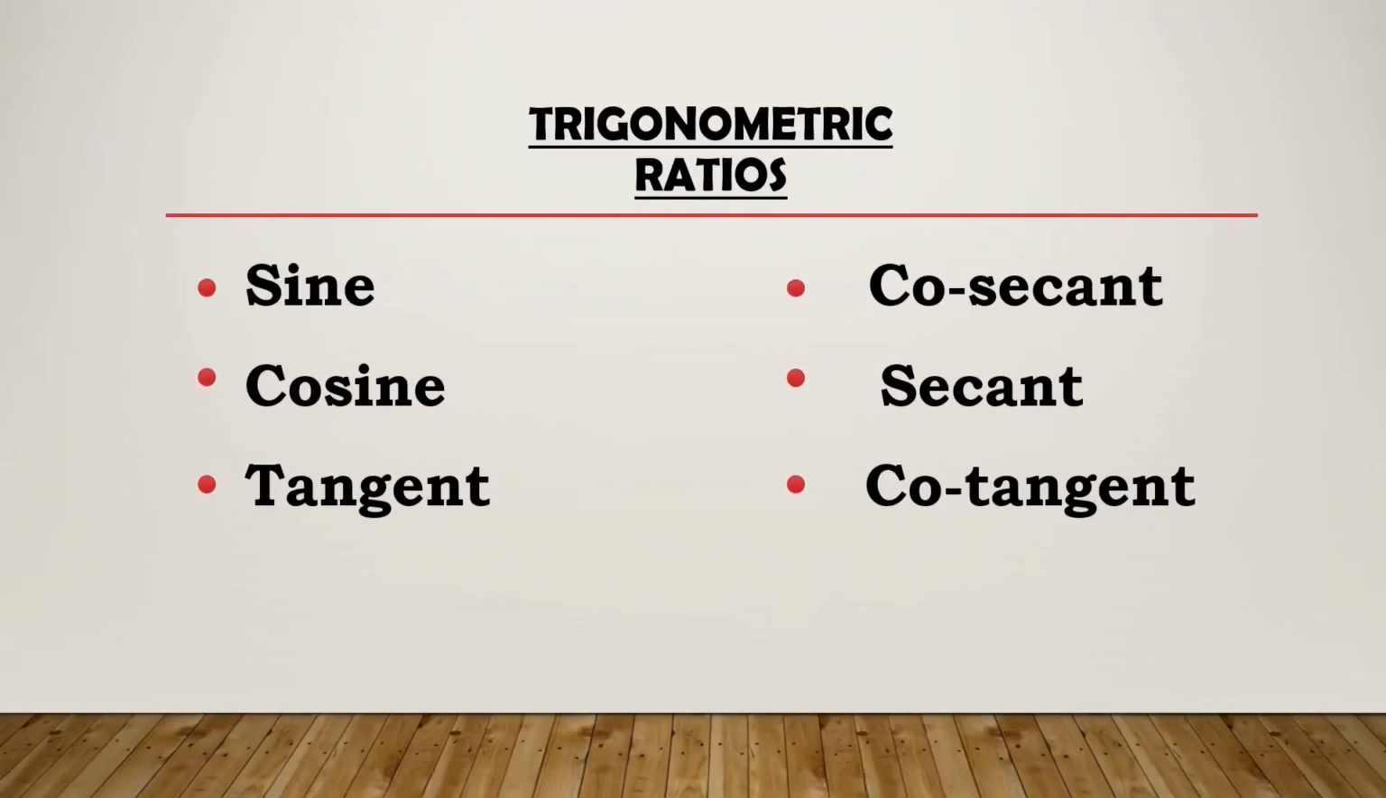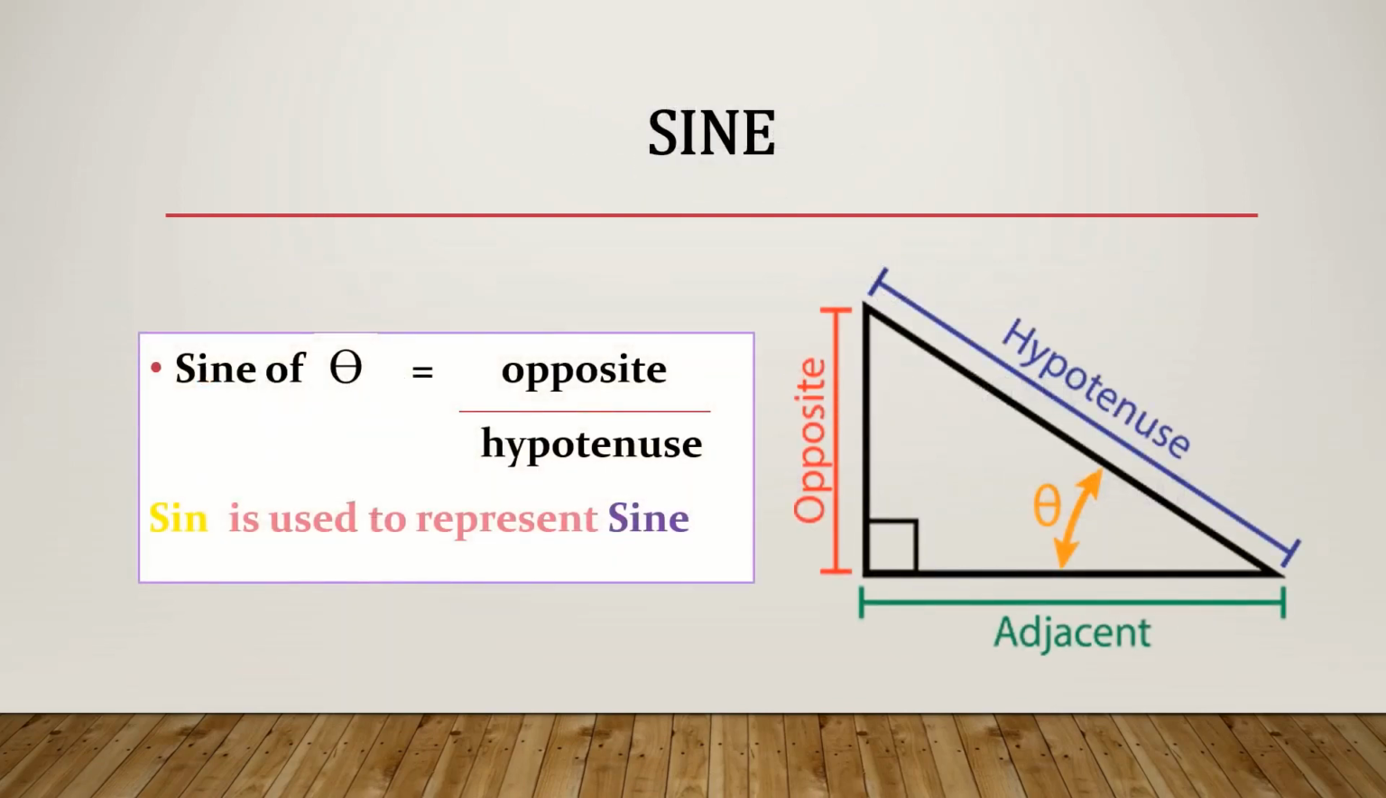Trigonometric ratios. Now, what are the angles which are involved in trigonometry? There are in general 6 trigonometric ratios. They are sine, cosine, tangent, and their reciprocals cosecant, secant, and cotangent respectively. Now, let us know in detail about each of these ratios. The first trigonometric ratio is sine. Sine of angle theta is defined as the opposite side divided by its hypotenuse. Sin is used to represent the sine of theta.